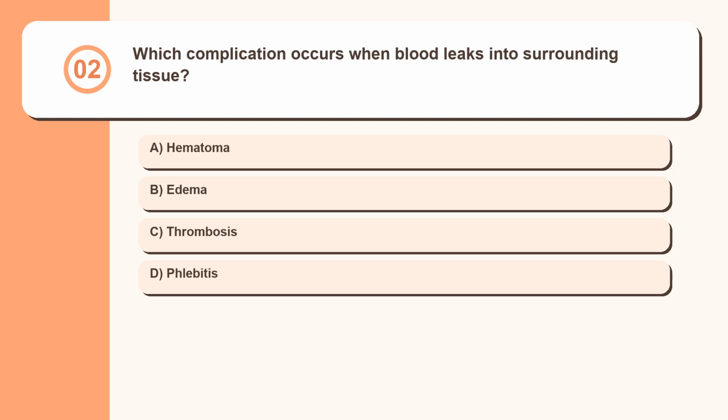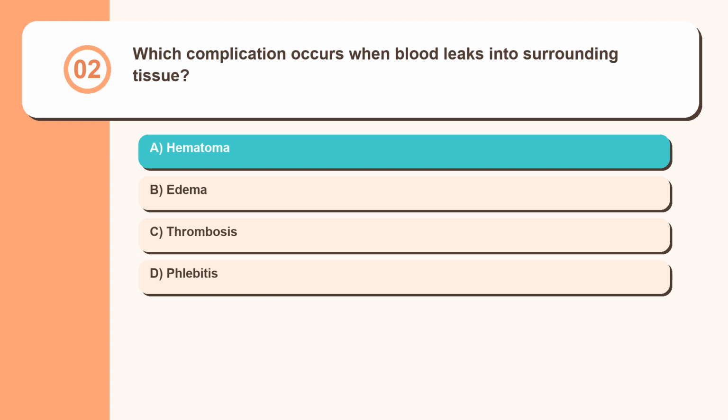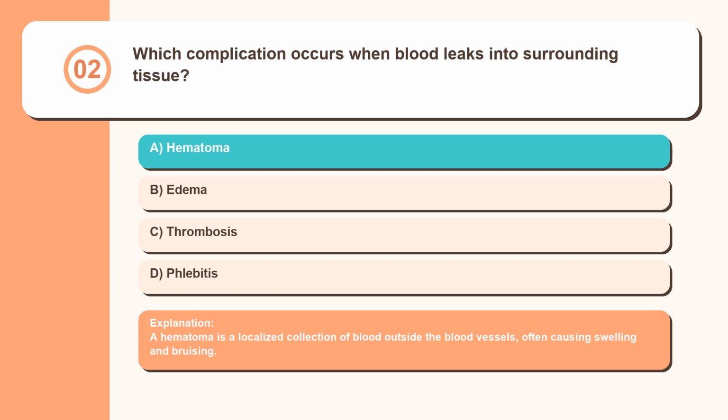Question 2. Which complication occurs when blood leaks into surrounding tissue? Hematoma, edema, thrombosis, phlebitis. A hematoma is a localized collection of blood outside the blood vessels, often causing swelling and bruising.